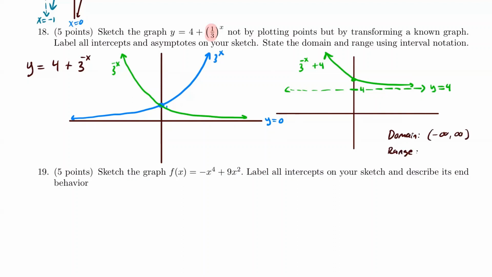The range will now be starting from the asymptote, and then the graph goes upward. So it'll be starting from 4 to infinity, open. So that will be the domain and range of this graph.